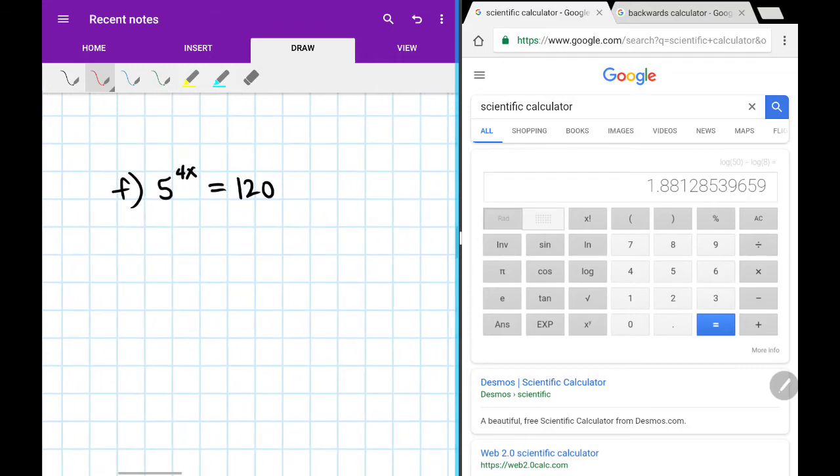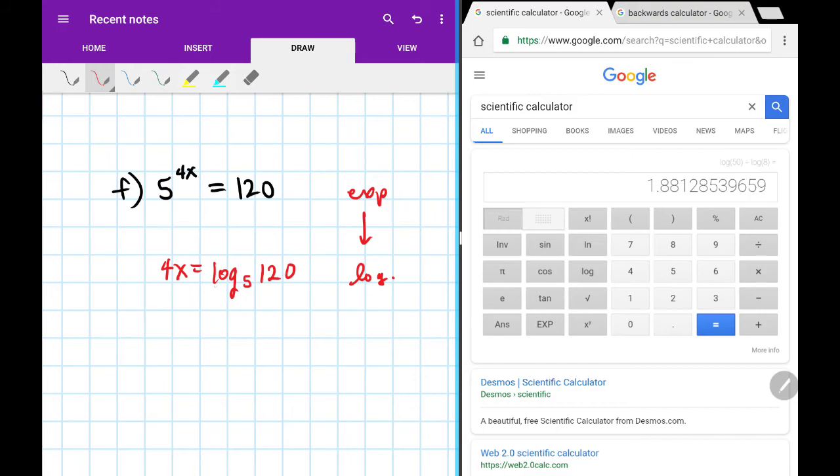Let's go to letter F. I have 5 to the 4x equals 120. So we are in exponential form. To solve this, we'll go into log form. Let's do it. Bring down the exponent first. Write down the word log, and then what's our base here? Our base is 5, of 120.